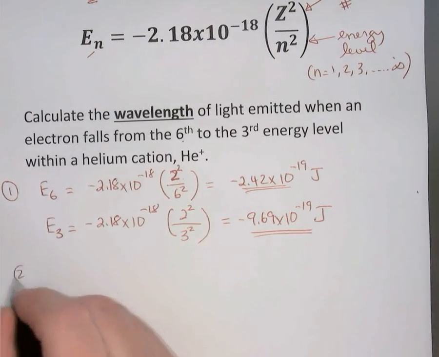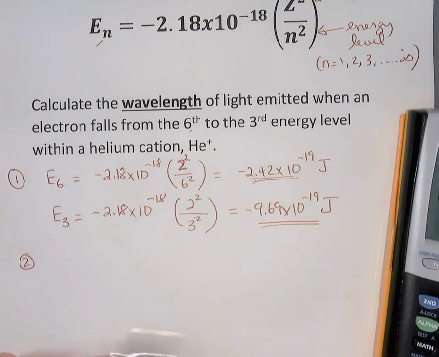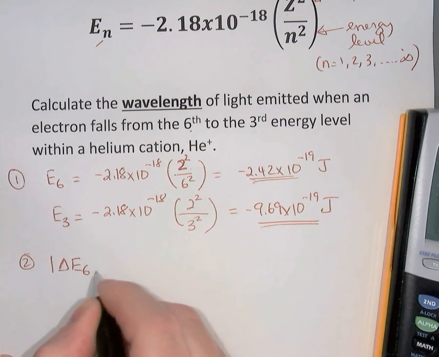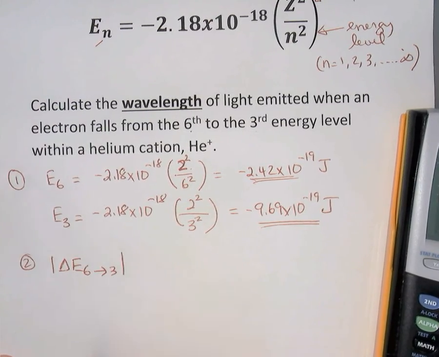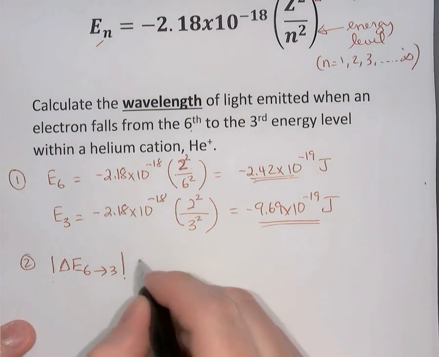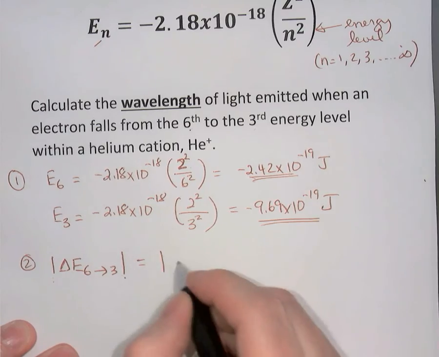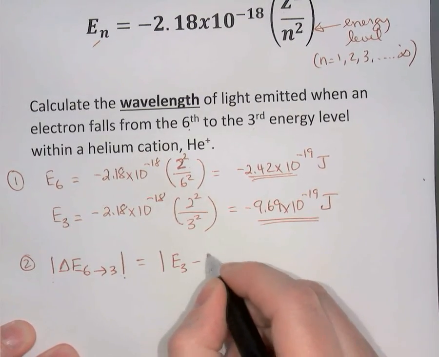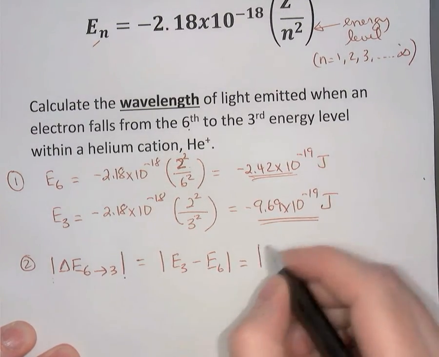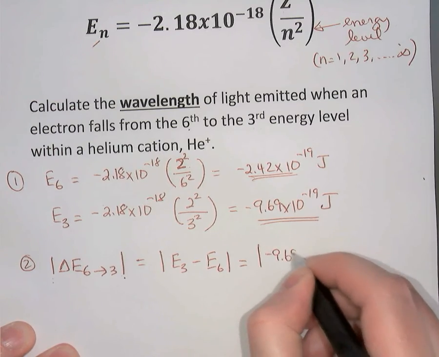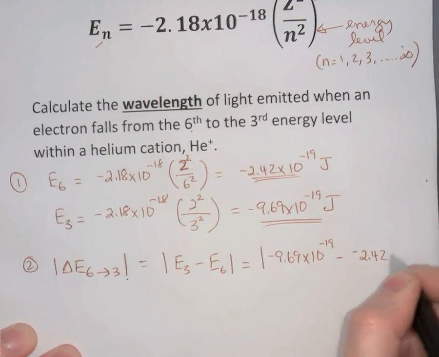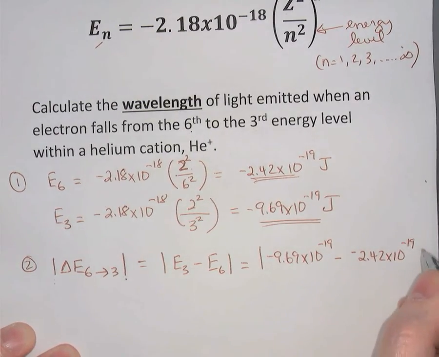So now, the second thing we want to do is calculate the energy that's released. In fact, we're going to calculate the absolute value of the change in energy when the electron goes from level 6 to level 3. Absolute value, remember, makes an answer positive. So what we'll do is we'll take the absolute value of the final energy level, E3, minus the starting level, E6. So using the numbers above, the absolute value of negative 9.69 times 10 to the minus 19, take away negative 2.42 times 10 to the minus 19.